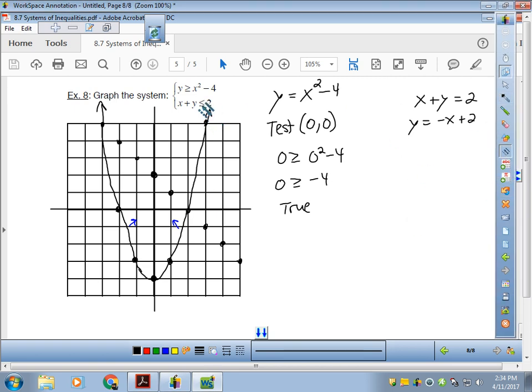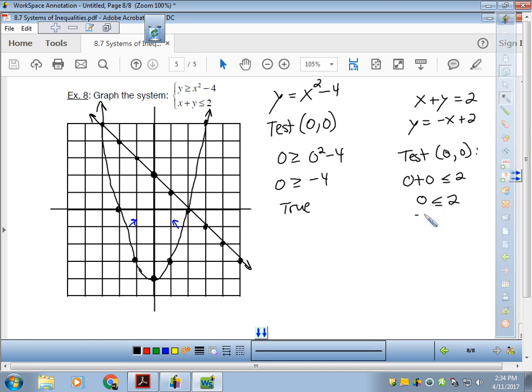And when we connect these, it will be with a solid line because of the equal to there. So I'm going to connect them all together. And then I will put arrows on the ends to show that it keeps going. And then I need to test. I'm going to test 0, 0 because it's not on the line. So 0 plus 0 is less than or equal to 2. 0 plus 0 is 0, so I have 0 less than or equal to 2. That is true, 0 is less than 2. So with this line, we would want to shade below it, so that way we include that point at 0, 0.